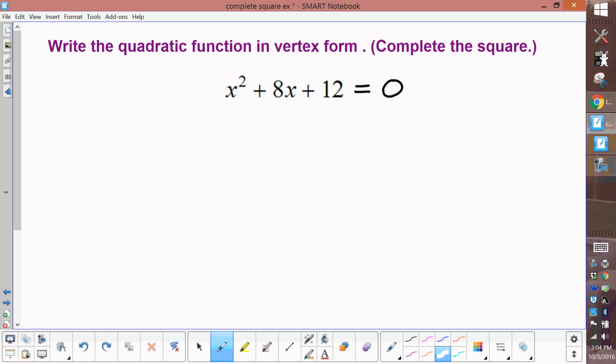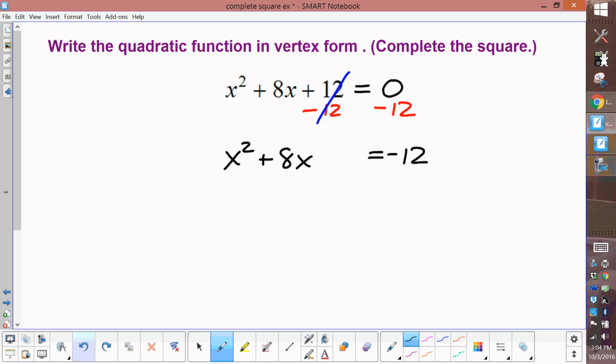Okay, I start out, I want just the variables on the left. So I want the x squared and I want the 8x. So I need to get rid of that positive 12. And the way I do that is subtract 12 from both sides. And these will go away. If I rewrite, I now have x squared plus 8x. I'm going to leave a space here, and I'm going to say equals negative 12.